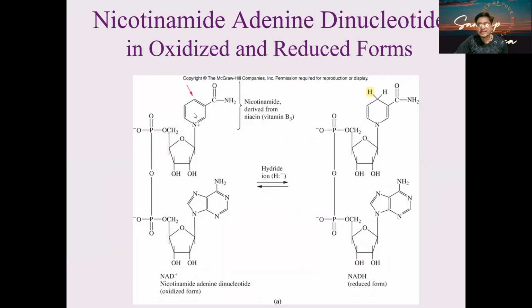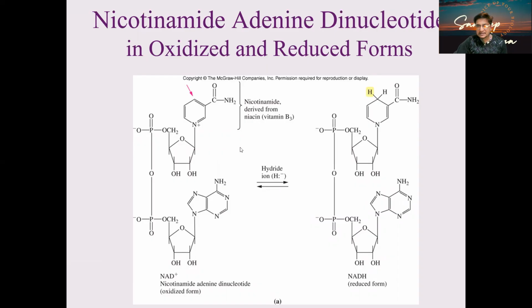Now, if you see the structure of the NAD, it can exist in two forms, NAD plus, which is the oxidized form, and NADH, which is the reduced form. Reduced form is going to give off the energy. It is equivalent to 3 ATP.